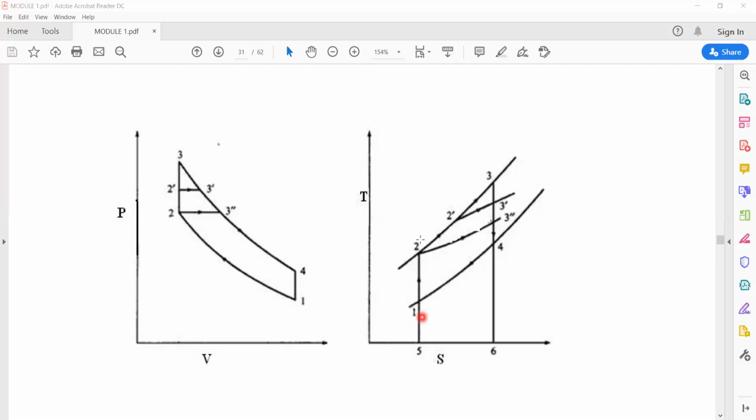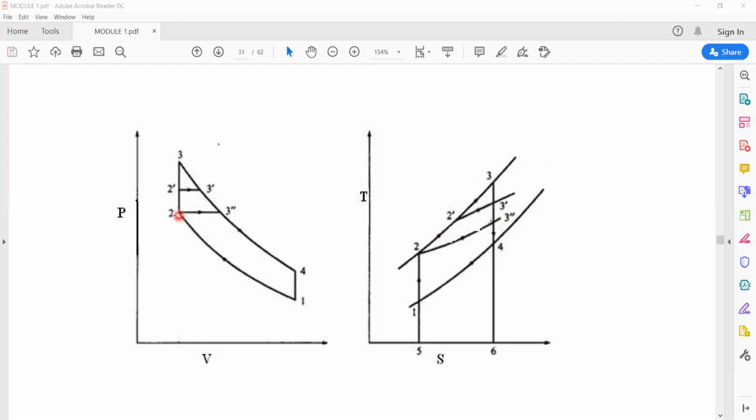Now 1 to 2 is a compression process which is same for all the cycles. So 2 to 3, 3 to 4, 4 to 1 is for Otto cycle. Similarly, between 2 and 3, we have 2 dash. So just put a point here, 2 dash. Next, we have to extend the line 2 dash to 3 dash till it cuts the 3 to 4 line. Here it is cutting.